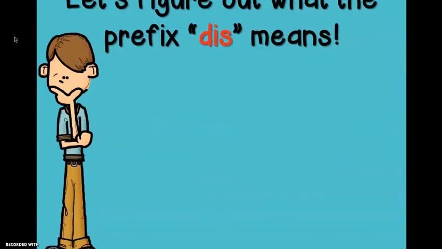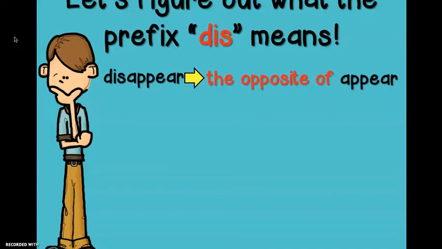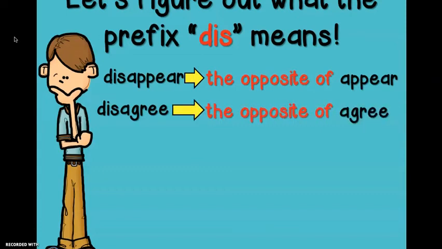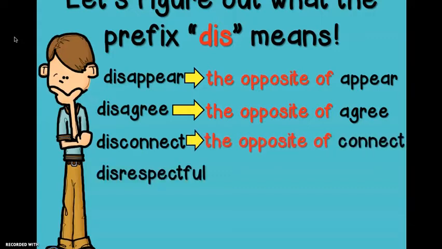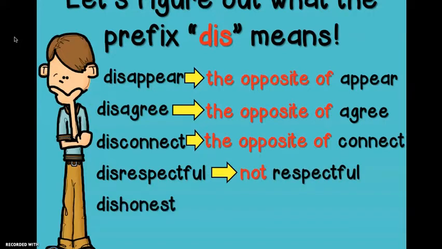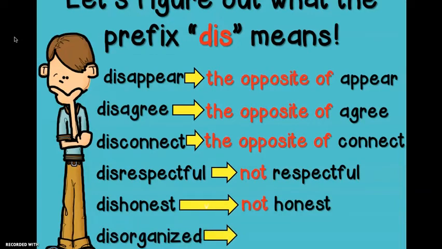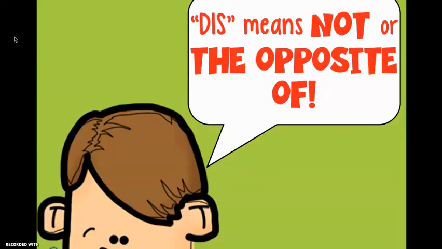Let's figure out what the prefix dis means. Disappear is the opposite of appear. Disagree is the opposite of agree. Disconnect is the opposite of connect. Disrespectful is the opposite or not respectful. Dishonest is not honest. And disorganized is not organized. You can see here that dis works in the exact same way as un. Dis means not or the opposite of.